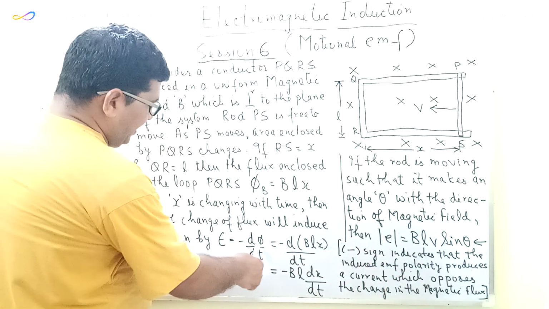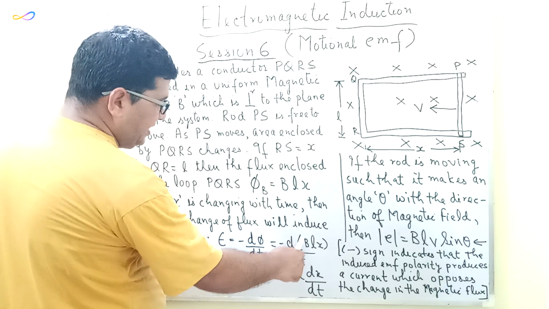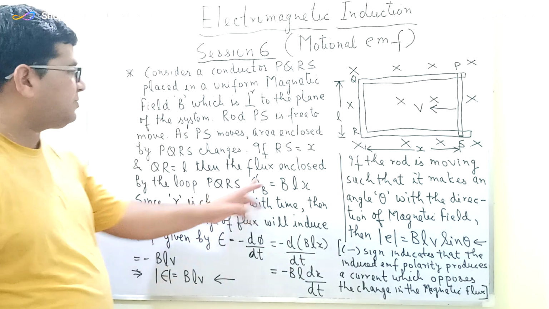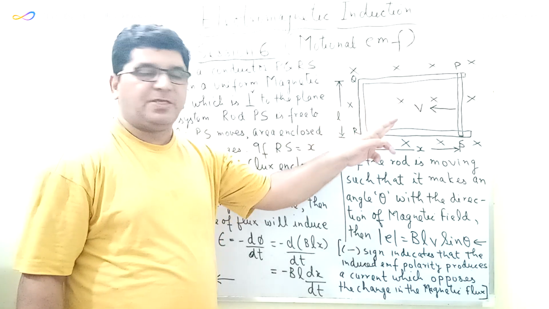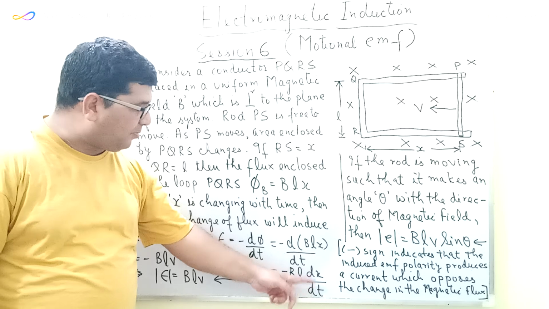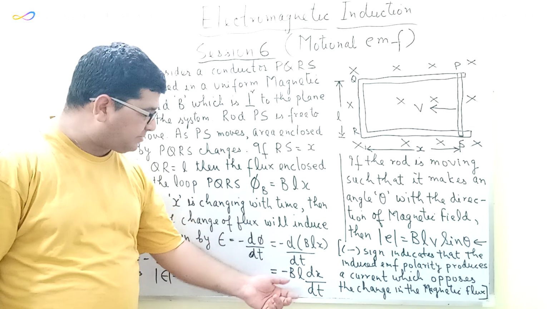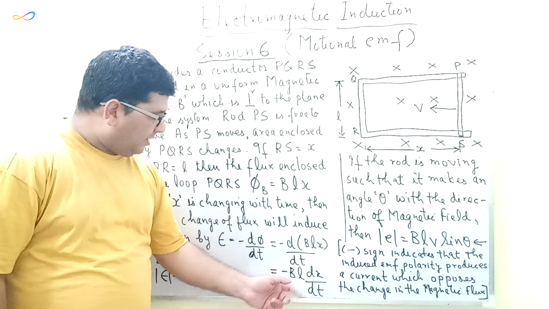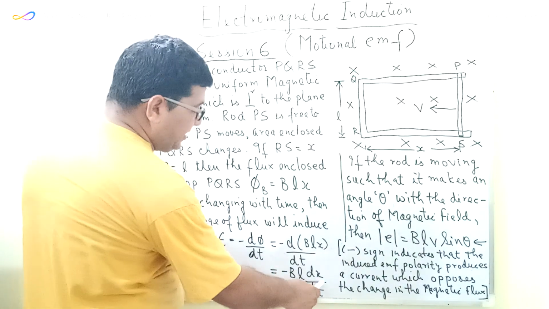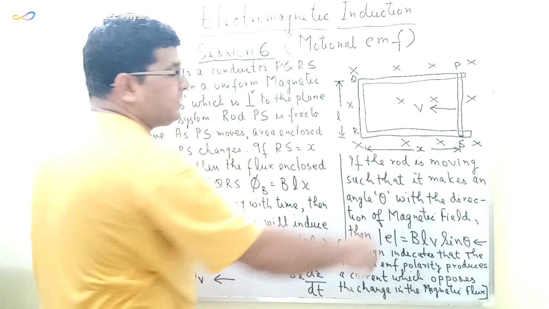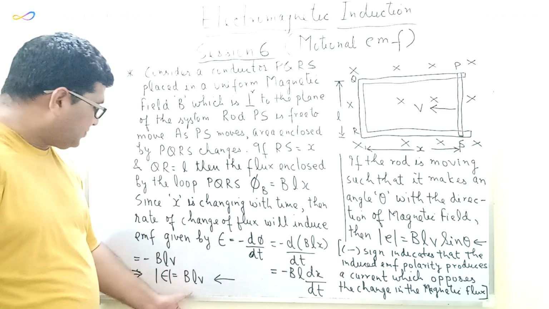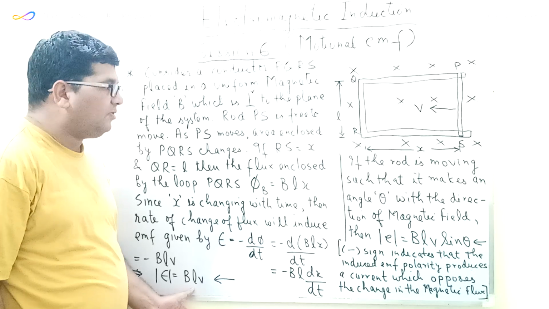So induced EMF is equal to minus d phi upon dt, and this can be written as minus d(BLX), where BLX is the flux enclosed by this rectangular conductor PQRS. So this equation can be written as minus BL dx upon dt, because B and L are constant, so that has been taken outside. So I am finally getting this equation as minus BL dx upon dt, and dx upon dt is the velocity of this conductor PS. So finally the magnitude of the induced EMF will be equal to B into L into V.